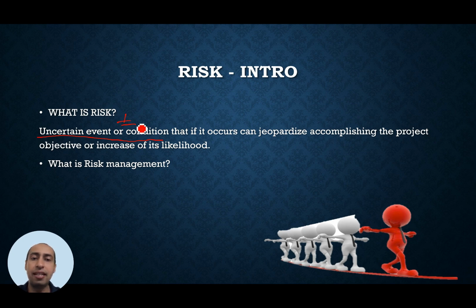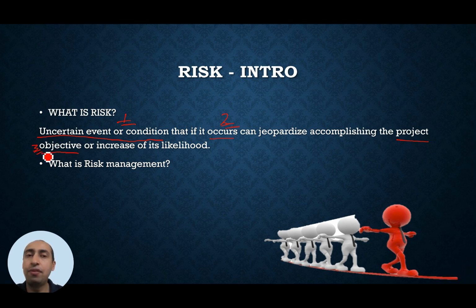The second thing, it has probability of occurring or happening. This is the second thing we can say. The third thing we have to focus on here is that it has something to do with my project or the objective of my project. So if you'd allow me to highlight this thing as well, it has to have something to do with my project.